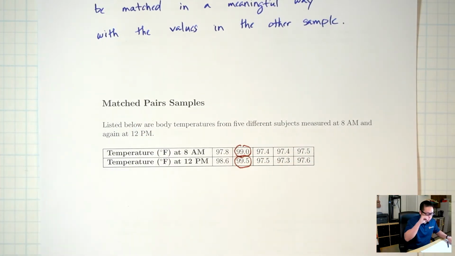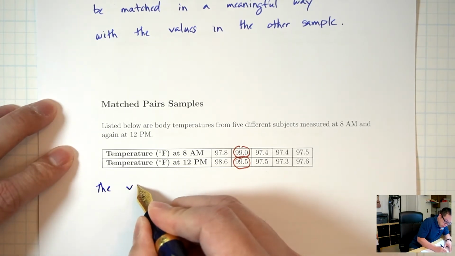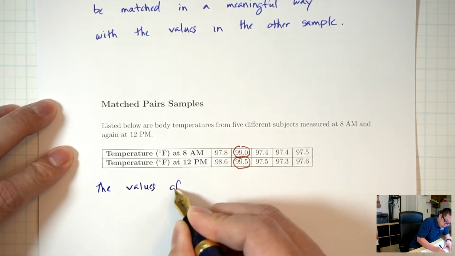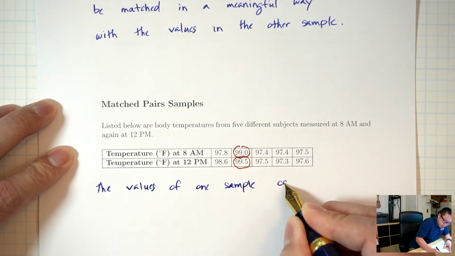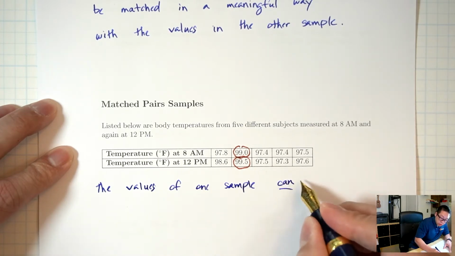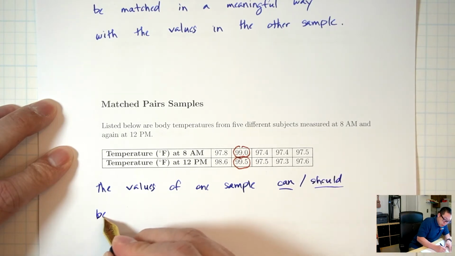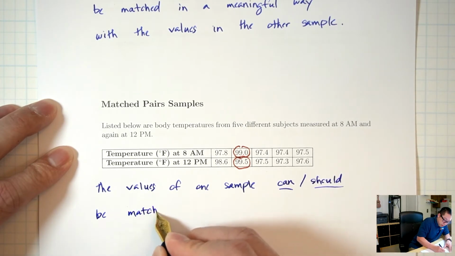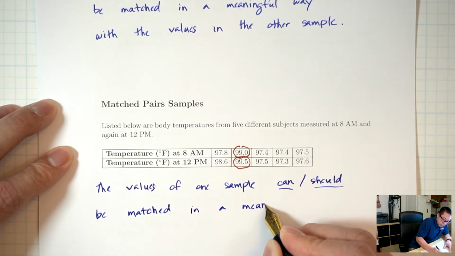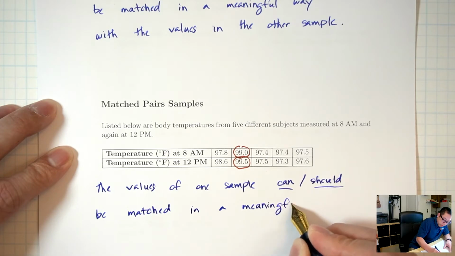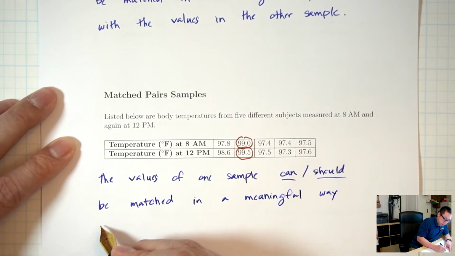So in a matched situation, the values of one sample can and should be matched in a meaningful way with the values in the other sample.